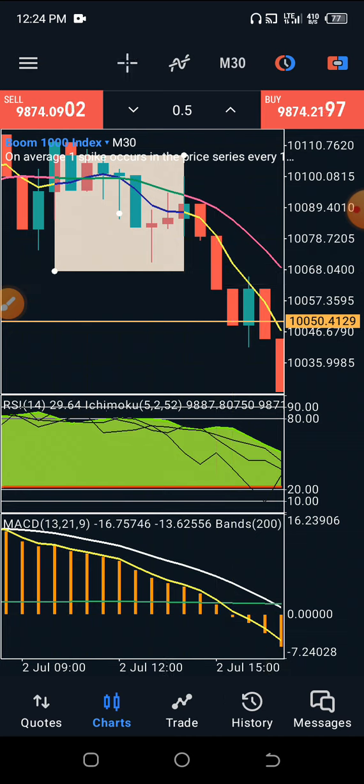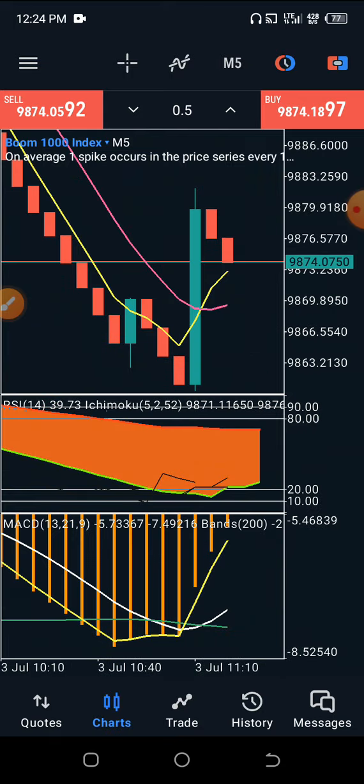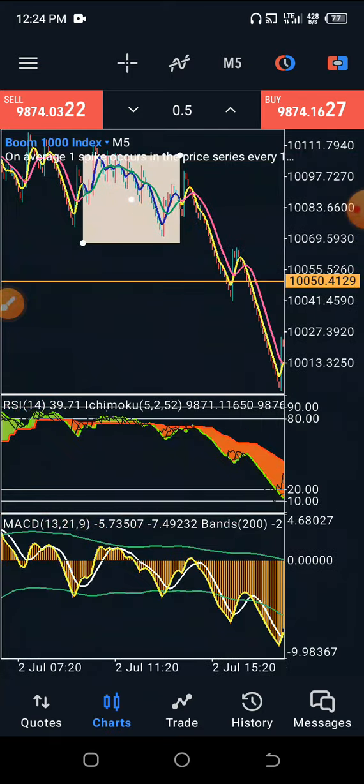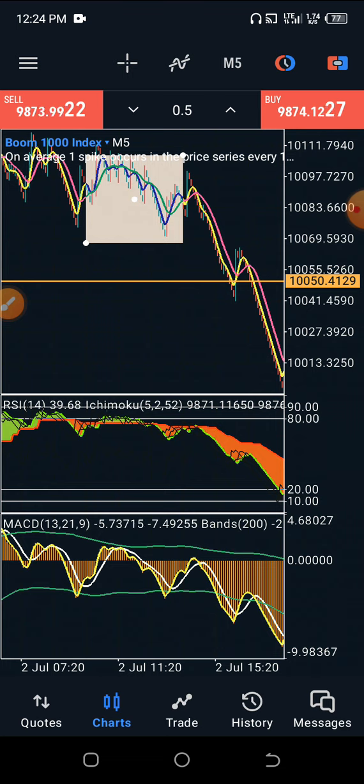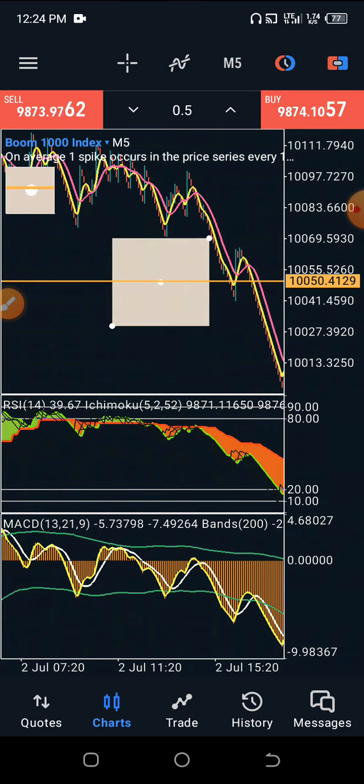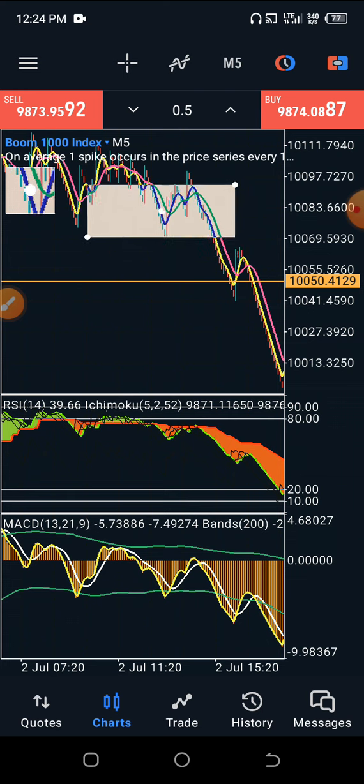Alright, let's go down a little bit to the 5 minutes time frame, and there you will see your entry point and how possible you can trade it. Let me use this thing like this.